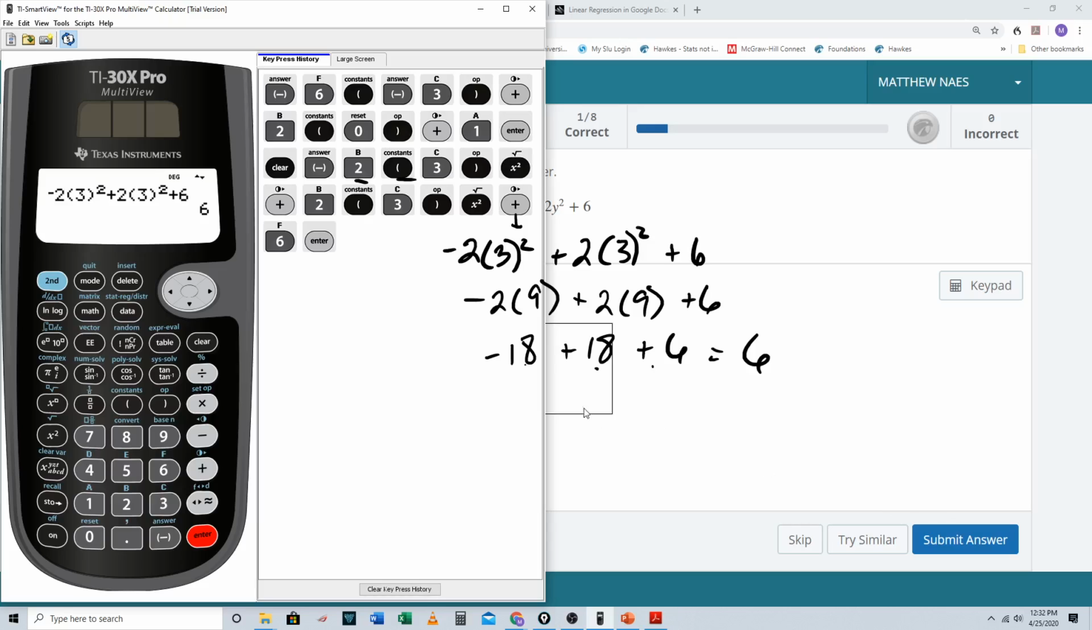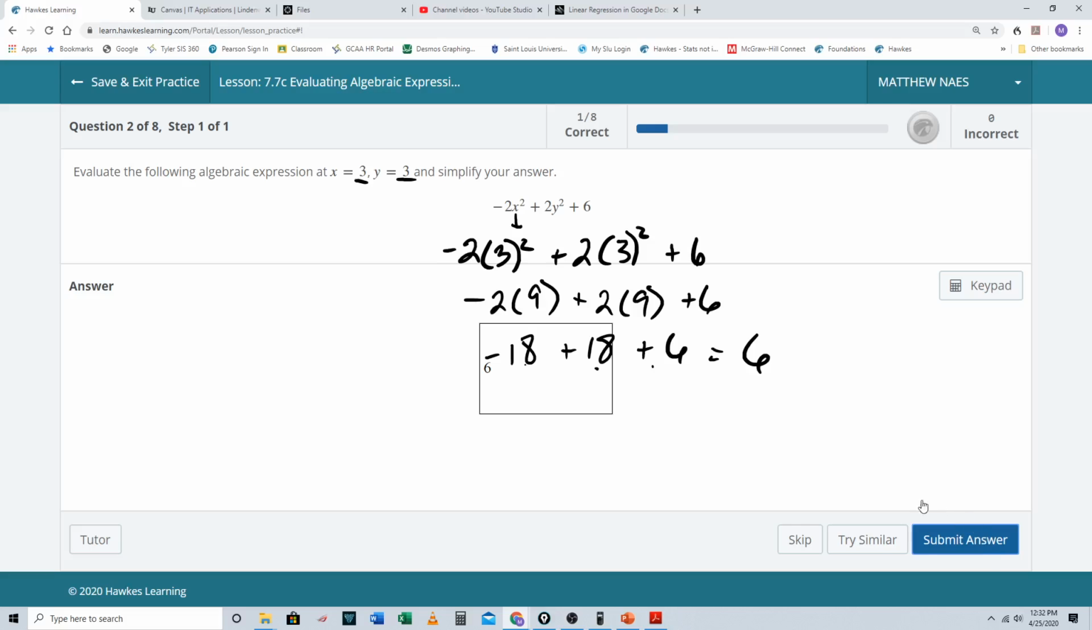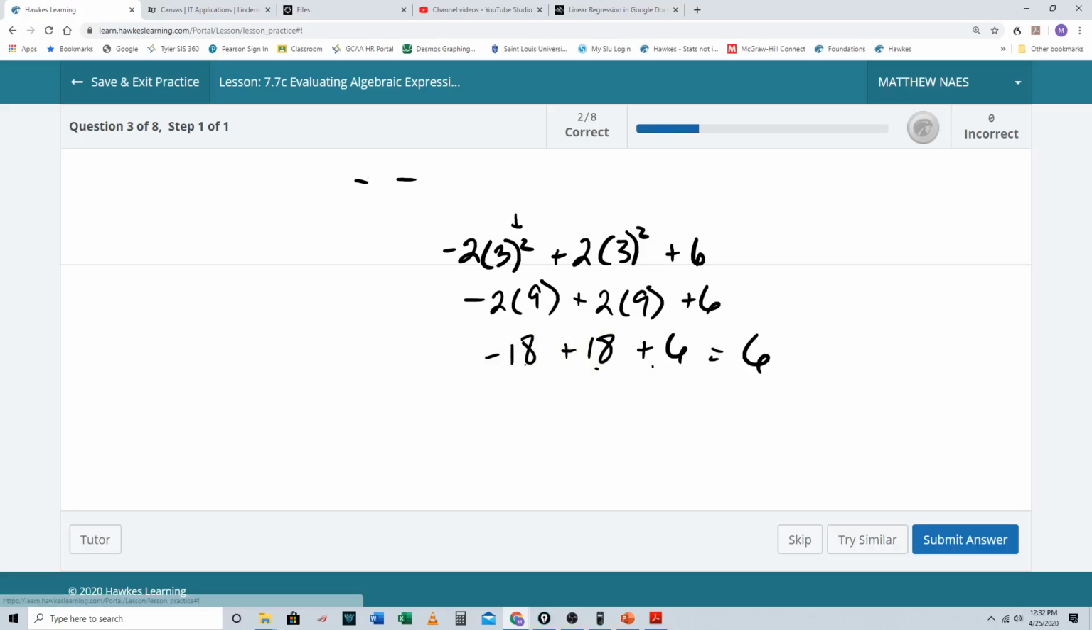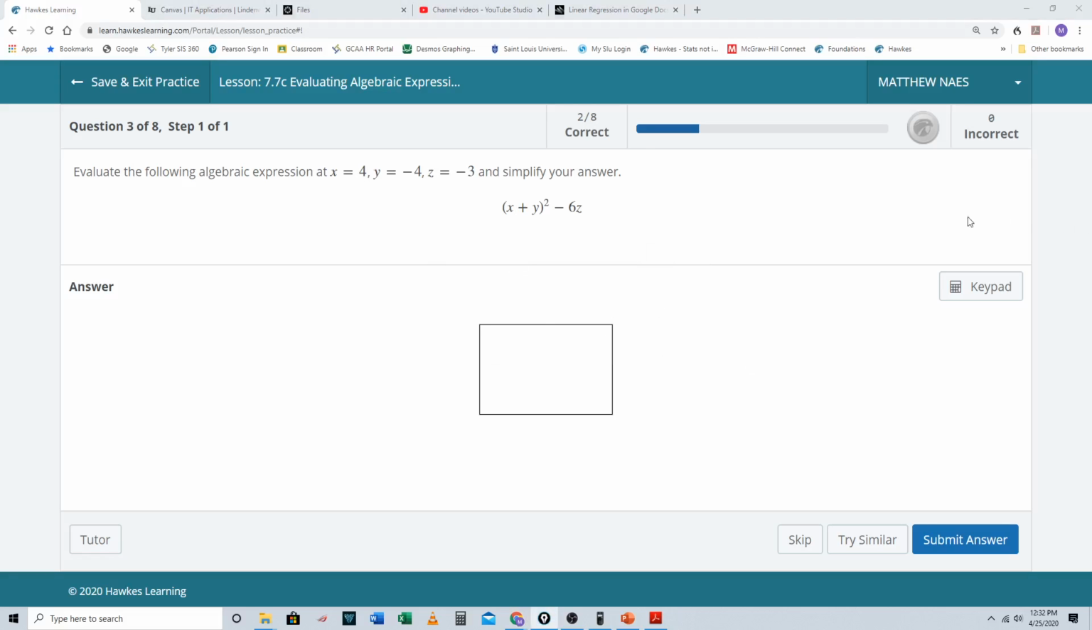All right, so press enter. 6. Got the same answer. All right, so back here, 6 is my answer. All right, submit answer. Done. Clear. Like I said, you don't have to do this by hand. If you just want to plug it in using parentheses and then use your calculator, feel free.